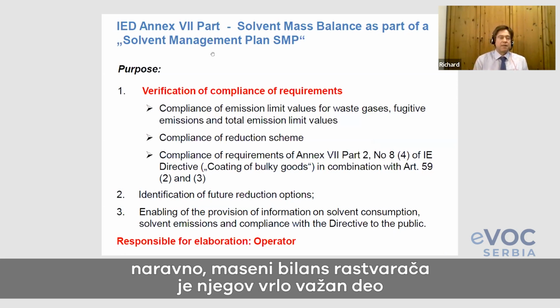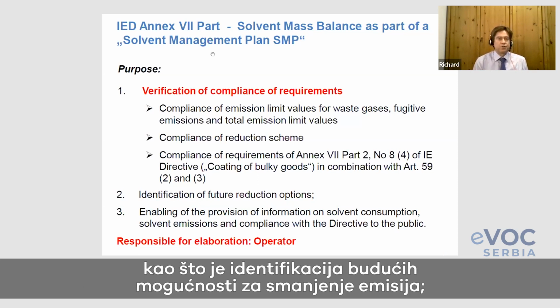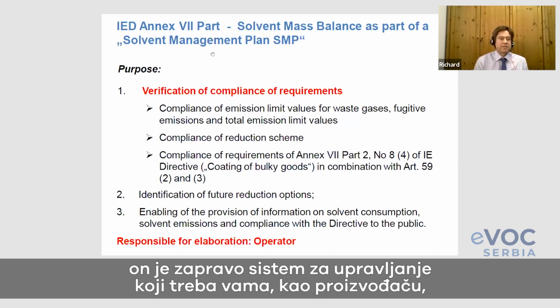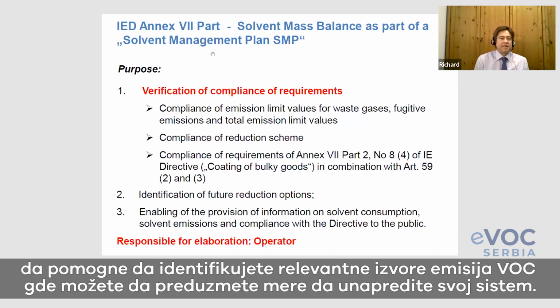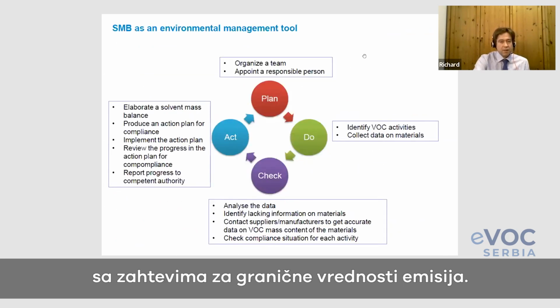And of course, the mass balance is a very important part, because it shall demonstrate the compliance. But the management plan shall have additional tasks, like the identification of future reduction options. It's like a management system that should help you as a manufacturer to identify relevant VOC emission sources, and where you can take measures to improve your system. But now we want to speak about this mass balance with the target of verifying the compliance with our emission limit.